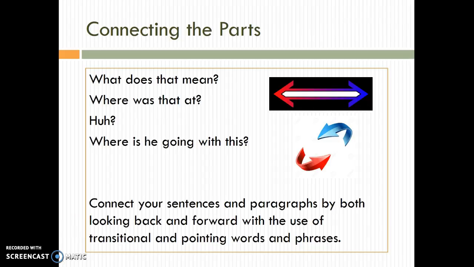Without a cohesive logical flow, our writing can seem very disconnected and make it very hard for readers to comprehend what we're trying to get across, and may even cause them to reread what we have written and guess at its meaning. This can be avoided by connecting your sentences and paragraphs by both looking back and forward with the use of transitional and pointing words and phrases. We're first going to look at transitions.